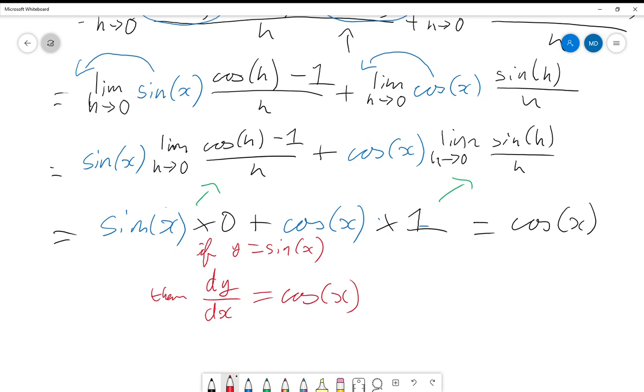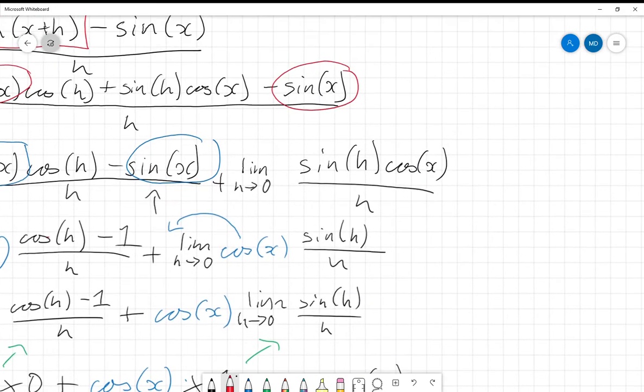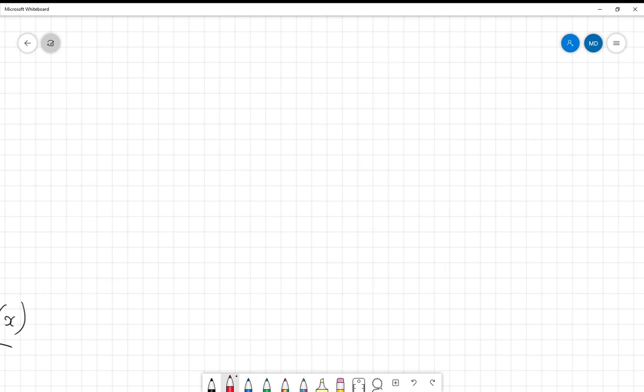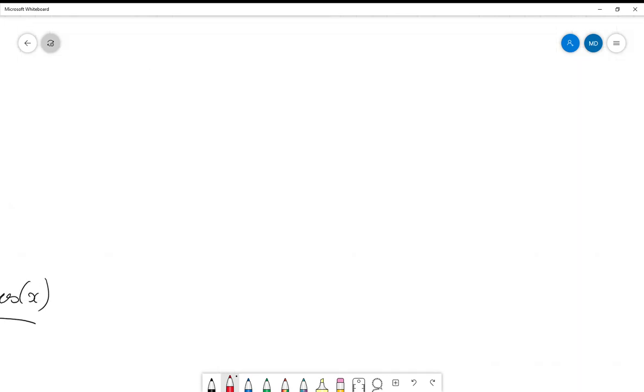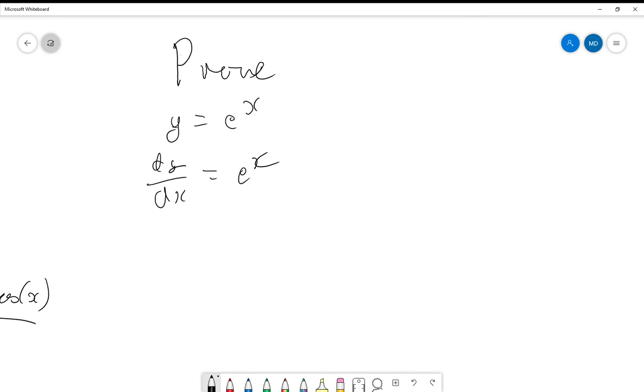Okay, so that's the proof that sine of x differentiates to cosine of x. Now let's have a look at e to the x. We want to prove that if y equals e to the x, then dy by dx equals e to the x. And for this one, we're just going to need one fact, and that is the definition of what the number e is.